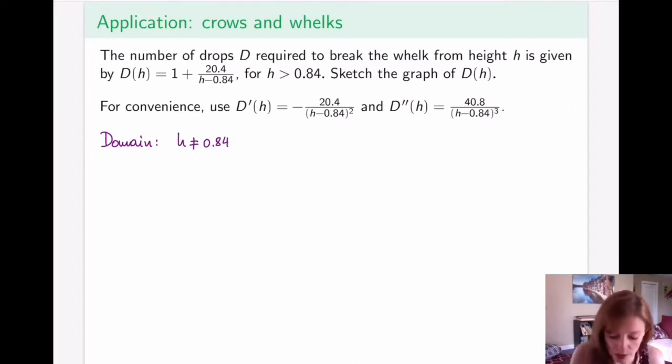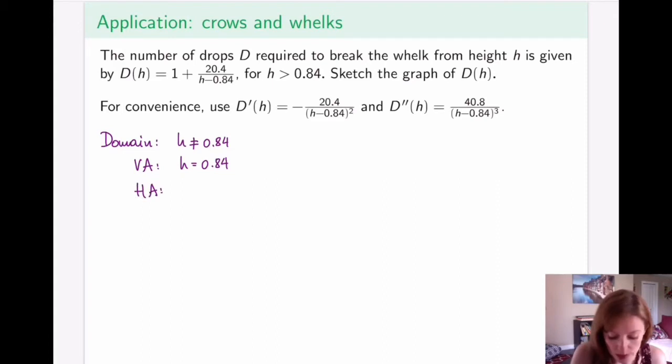The next on our list are vertical asymptotes and horizontal asymptotes. Let's start with vertical asymptotes. Remembering when we talked about them a couple of weeks ago, vertical asymptotes are the values near which the function approaches infinity. In terms of rational functions, vertical asymptotes will occur when the denominator is 0. So in this case, my vertical asymptote is exactly the value that's not in the domain, h being 0.84.